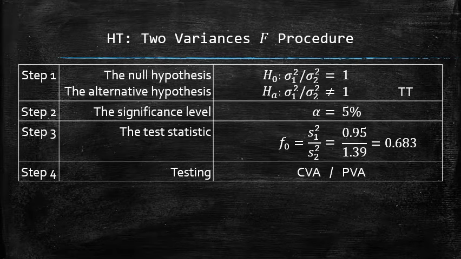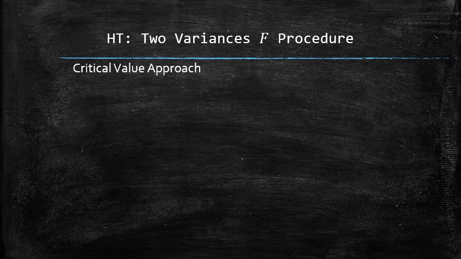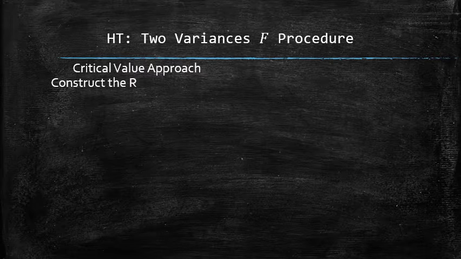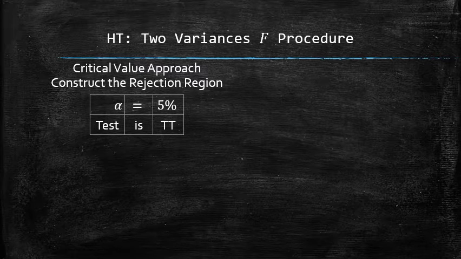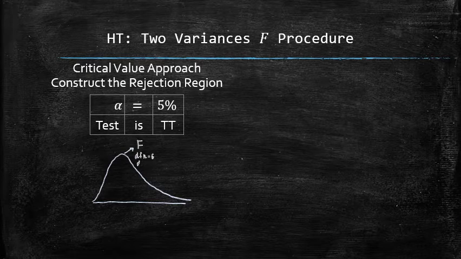Next, we will test the hypothesis using two different approaches, the critical value and the p-value. In the critical value approach, we construct the rejection region. In this approach, we need to know the significance level alpha and the type of the test. We draw the rejection region under the F probability density curve with 6 degrees of freedom in the numerator and 9 degrees of freedom in the denominator, according to the type of the test. So a two-tailed test will have the rejection region in both tails. The region must have the total area equal to the significance level 5%.